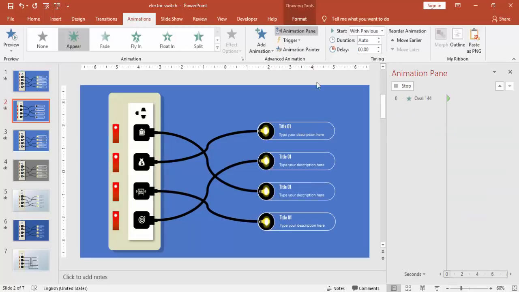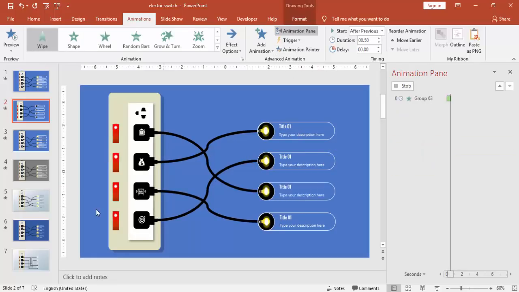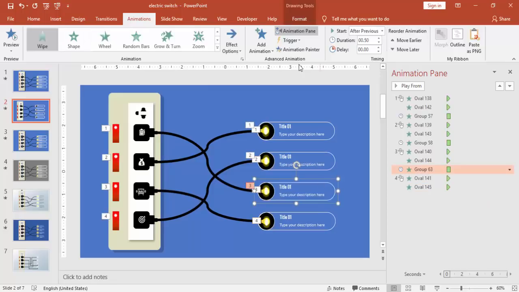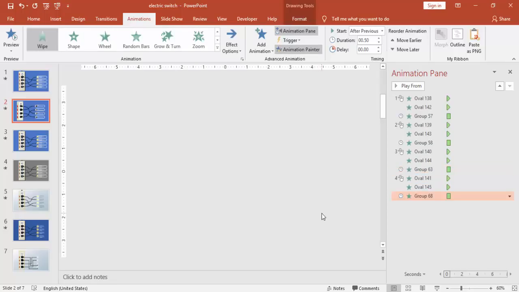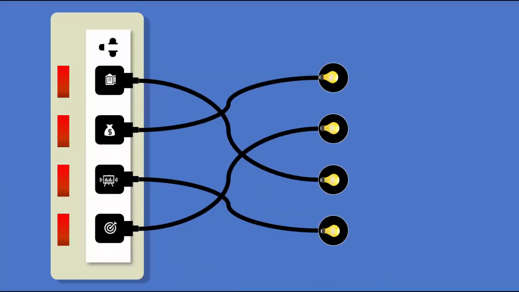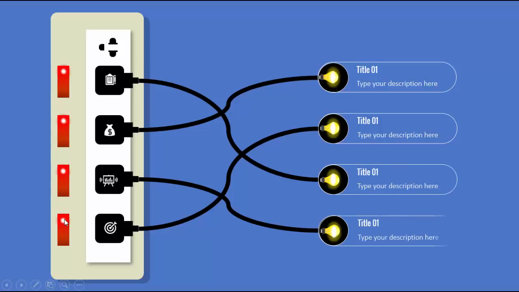So I'm just copying the animation to all the objects one by one. And this is the last one. So let's see how it looks. So when I click, the light on the switch will enable and it will glow the bulb. The same thing goes for the title 2, then title 3, and then the title 4.